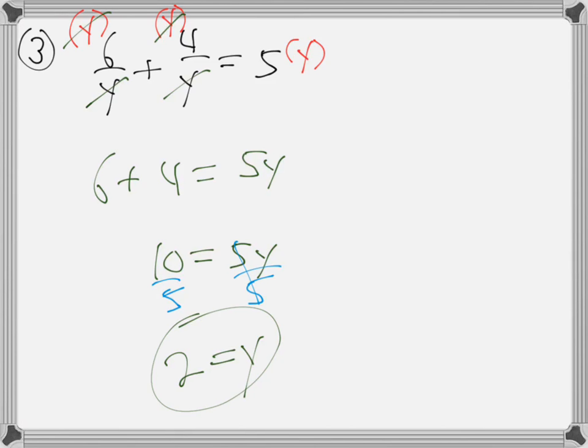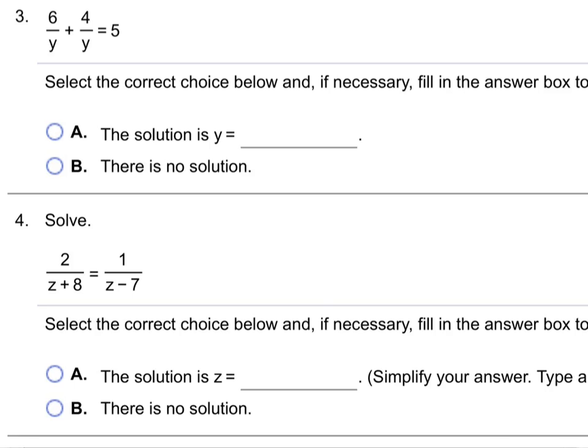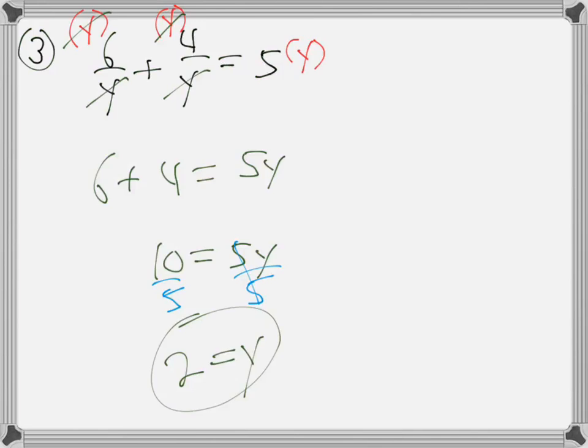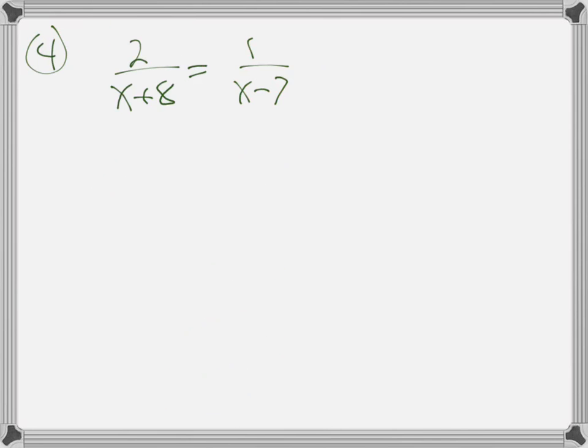All right, let's try another one. So number 4: 2 over x plus 8, 1 over x minus 7. Yeah, so there we go. Number 4, actually, there's a little bit easier way. So let me give you an easier way.